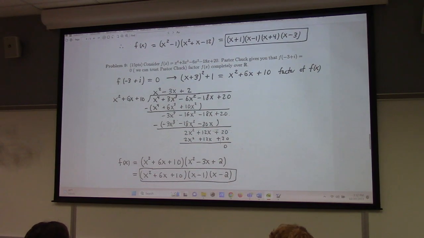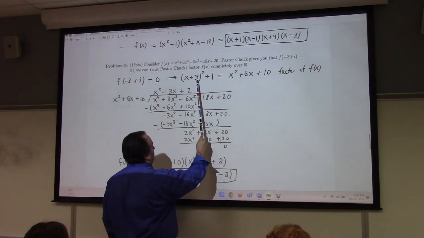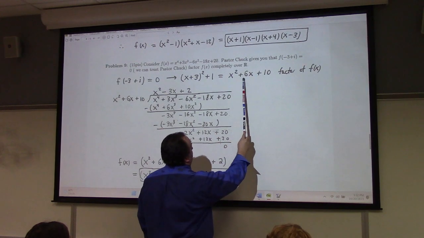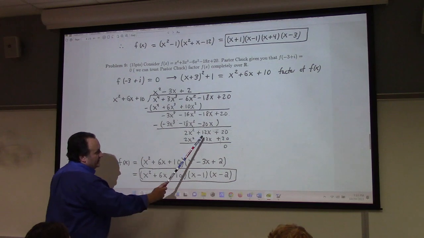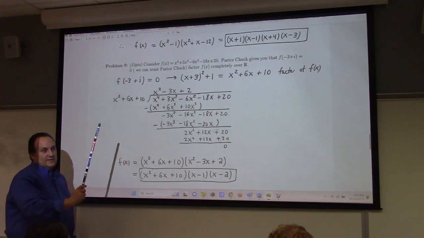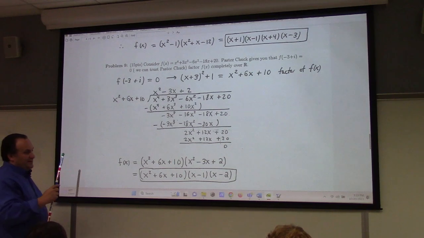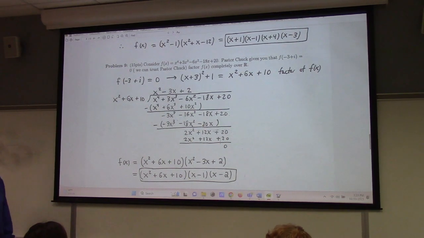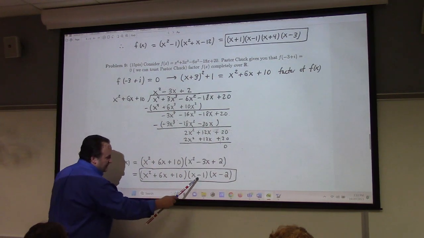This one is a complex factor, f of minus 3 plus i equals 0. So that tells me I've got an x plus 3 squared plus 1, which multiplies out like that. So I divide that into my quartic, and of course I get a remainder of 0. If I didn't, that would be bad news for Pastor Chuck. He wouldn't be very reliable, would he? Or we would have made a mistake in our long division, also possible.